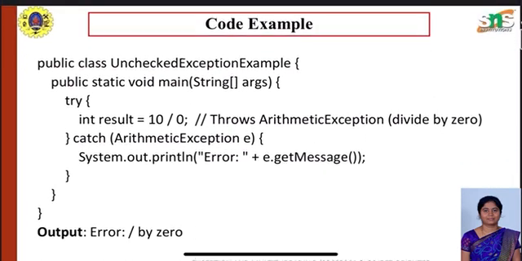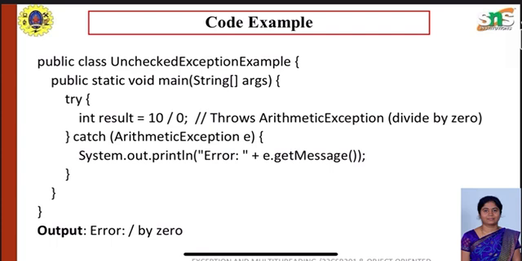Okay, let's see an example of code. Here we are giving int result is equal to 10 divided by 0 inside the try catch, which means 10 is not divisible by 0. The output will be "error divided by 0". So this is an example of arithmetic exception.